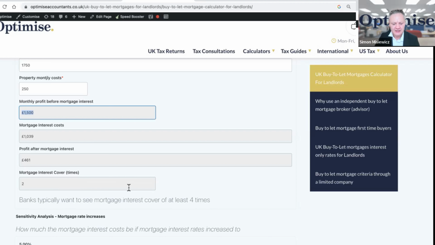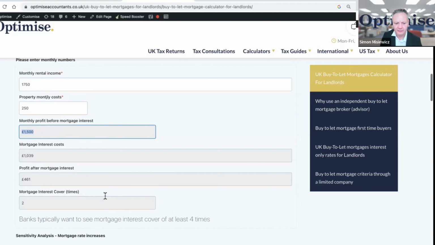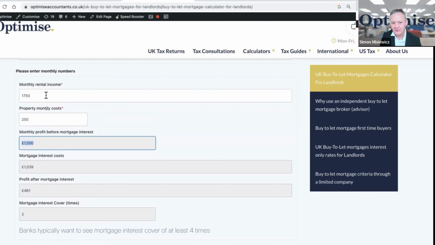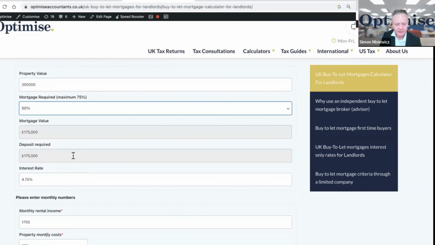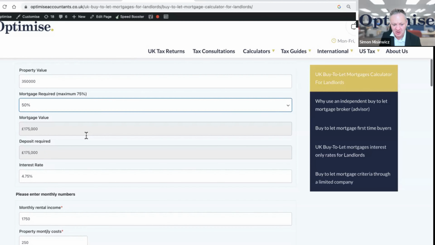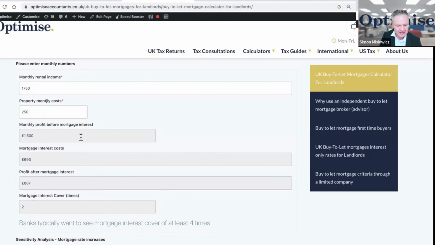Now, what we see is that mortgage lenders will say, we want to cover 4 times. So straight away, what I would be saying to you is if you're looking for a property at £350,000 and you've got monthly rental income of 1750, you're probably not going to get the mortgage at 75%. You might have to say to them, well, actually, I'm going to be putting in a 50% deposit, which requires a significant amount more deposit from you. But now what we can see is that the monthly profit is 1,500. Monthly interest is only 693. The mortgage interest cover is only 2 times. That's what I was trying to say, which again is just not enough.